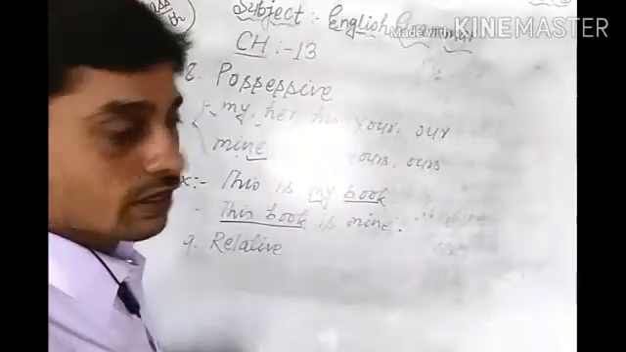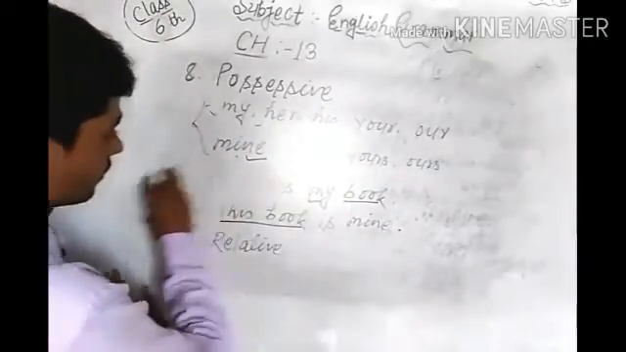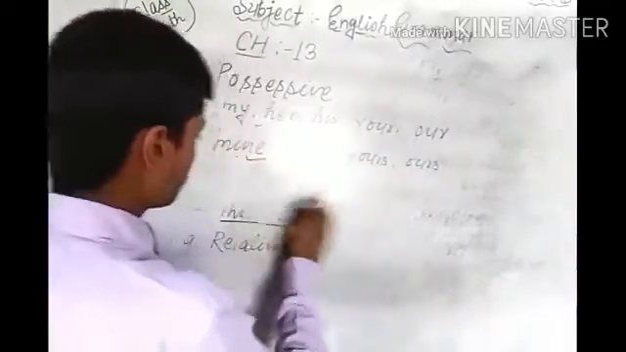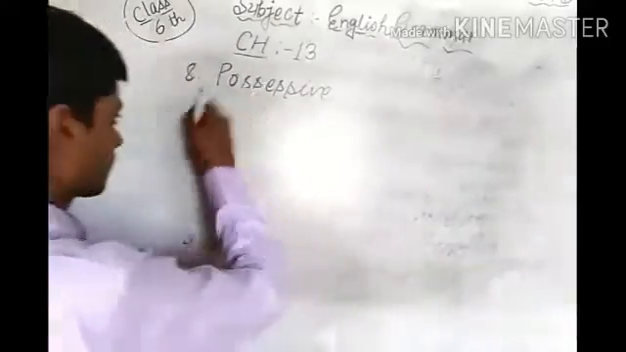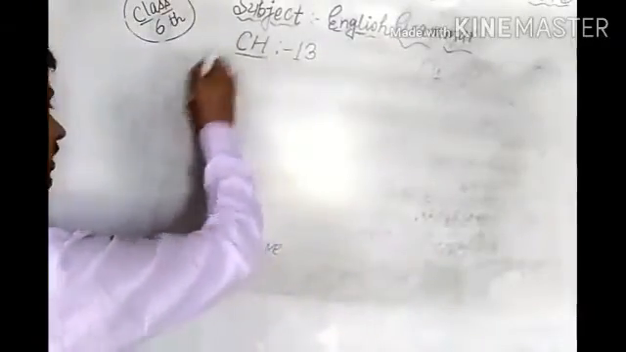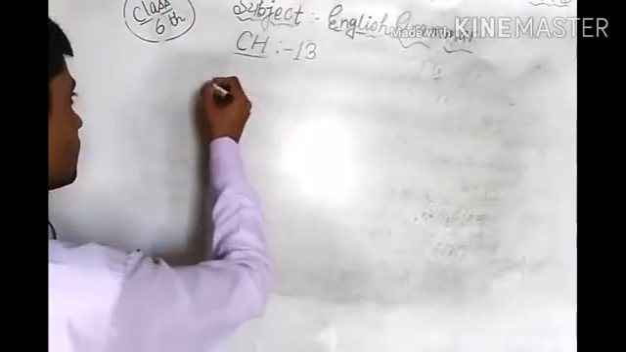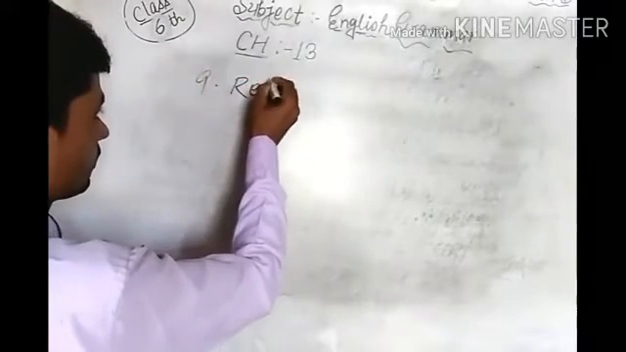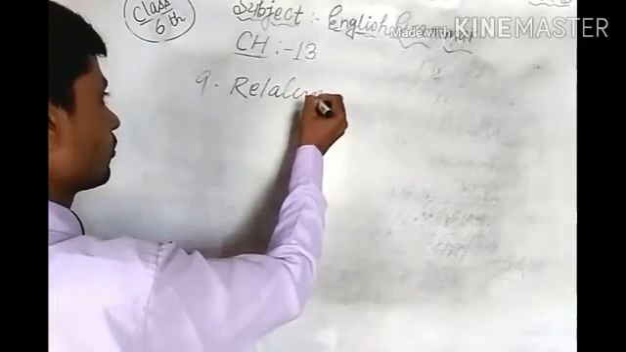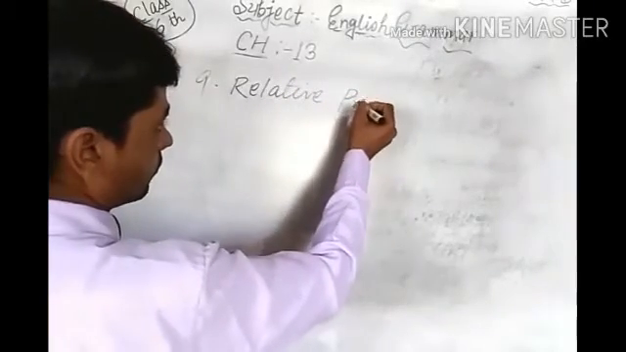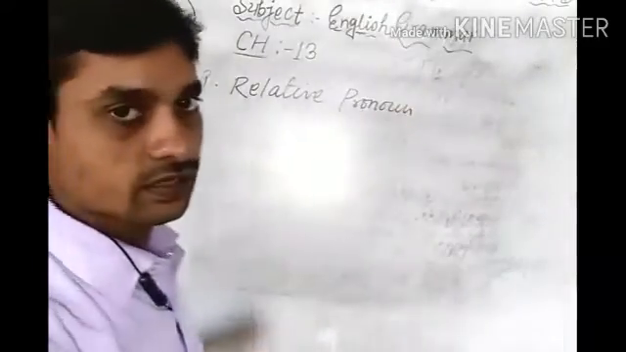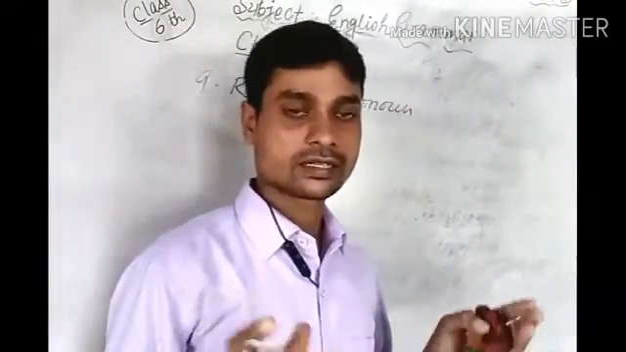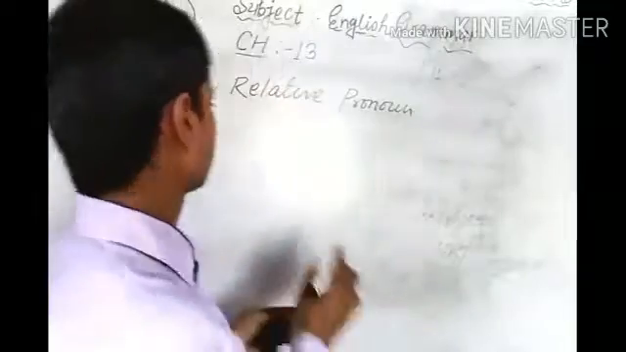Okay, the last kind is relative pronoun. In English grammar, students, there are some words which are used as connectors. That is called relative pronoun. What is a relative pronoun? There are some words which are used as connectors that connect two sentences.